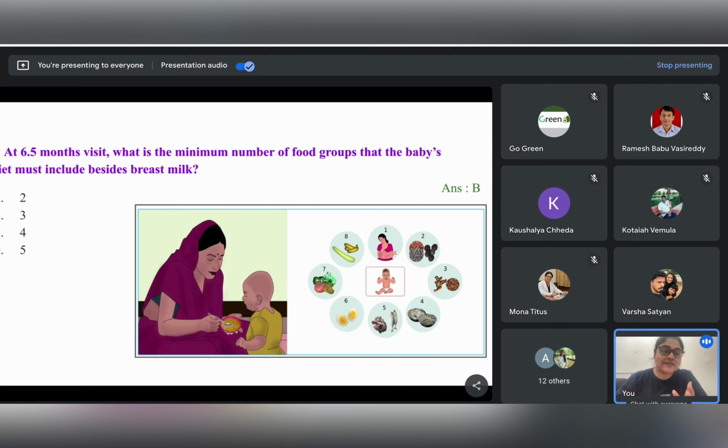So after 6 months, say we now have 15 days. On the 4th day you have introduced one group, on the 8th day another new group, and on the 12th day another. Then again on the 16th day you will be introducing another group, right? But according to the question, it is 6.5 months. So, apart from breast milk, 3 more food groups can be there in the diet of that child.